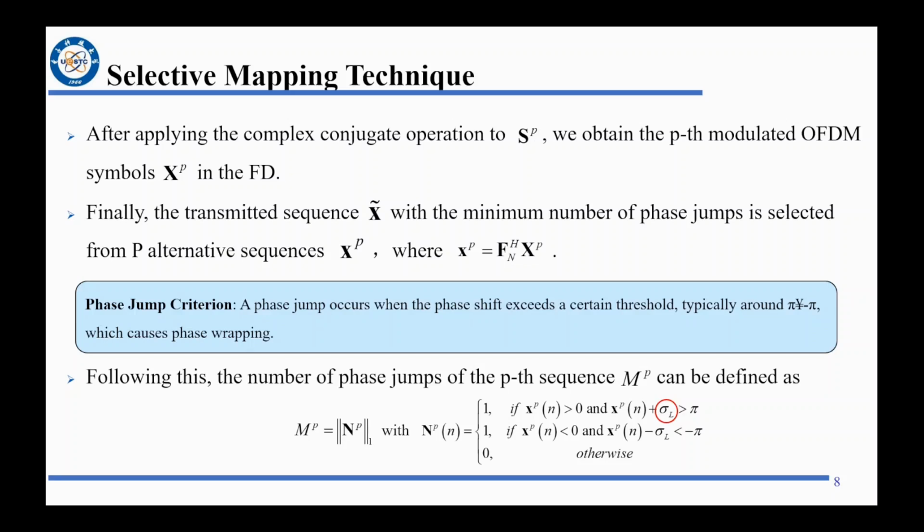The important part of this selection is determining the phase drop criteria. A phase drop occurs when the phase exceeds a certain threshold, typically around pi, which causes phase wrapping. Following this, we can define the number of phase drops in our sequences as follows. And this value can be used to determine which sequence to be selected.